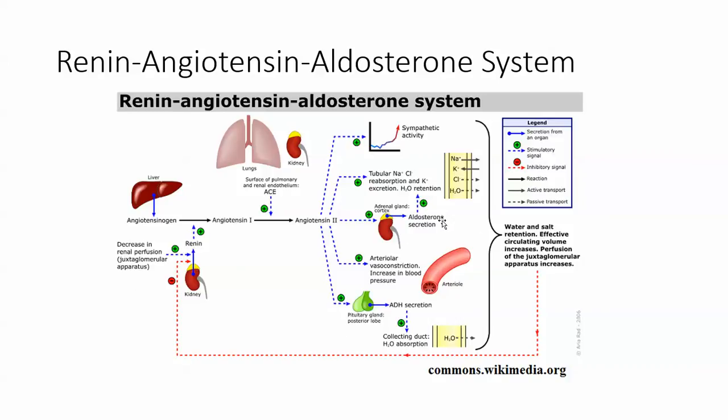Now, as angiotensin increases, the renin level decreases. So again, the overall effect is an increase in blood pressure and blood volume. And for those of you studying pharmacology, this is a little side note that the generic names of all ACE inhibitors end in PRIL.